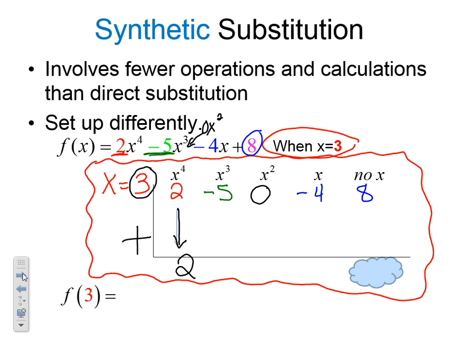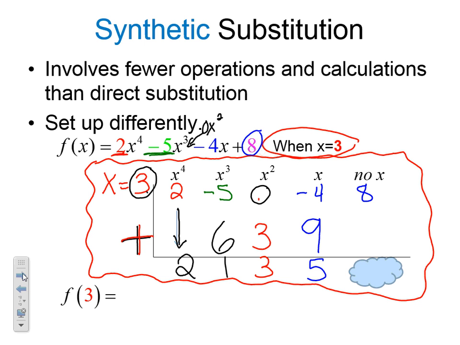Now what we do with that 2 is we're going to take this number right here, what x equals. We're going to say 3 times 2. Well, 3 times 2 is 6. So we're going to put that over in our other column. We're going to write down 6. And we're going to take negative 5 plus 6, which is 1. Now, again, we're going to take 3 times 1, which is 3. Put it right there in our next column. 0 plus 3 is just 3. Again, we're going to take 3 times 3, which is 9. Now, we're going to take negative 4 plus 9, and we're going to get 5.